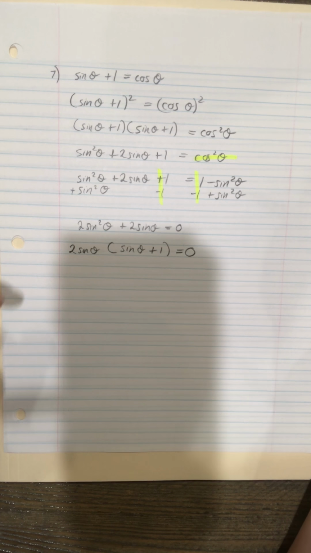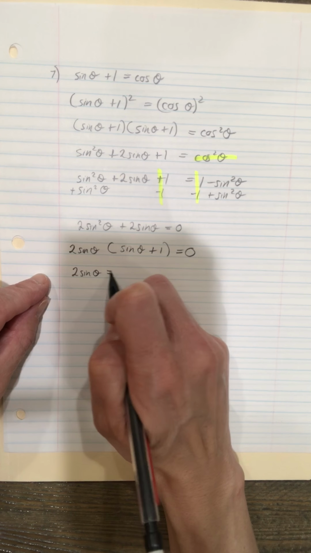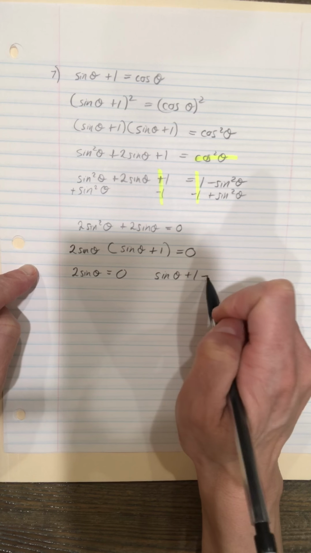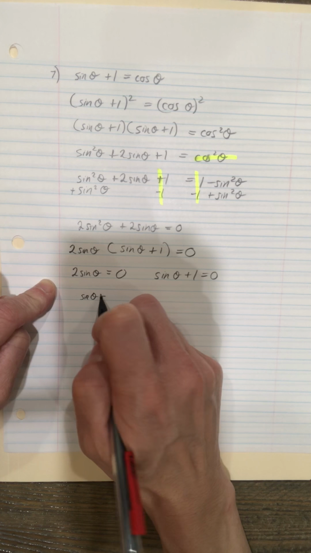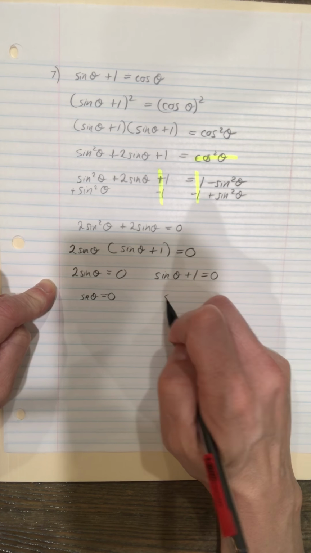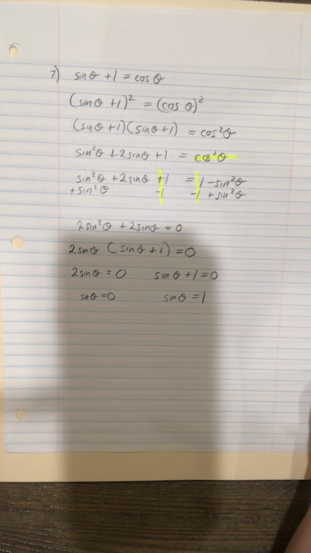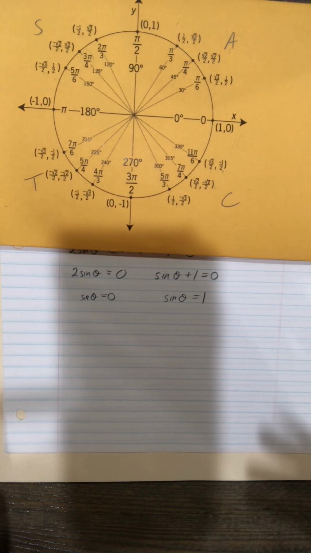Now, once I have that, I set both terms that I'm multiplying, the monomial and that binomial that are multiplied together, equal to 0. And I say, well, here sine theta would equal 0 if I divide by 2. Here sine theta would equal 1. Now, I'm going to look at that unit circle. Sine is y, and I'm looking, when is y equivalent to 0? When is y equivalent to 1?